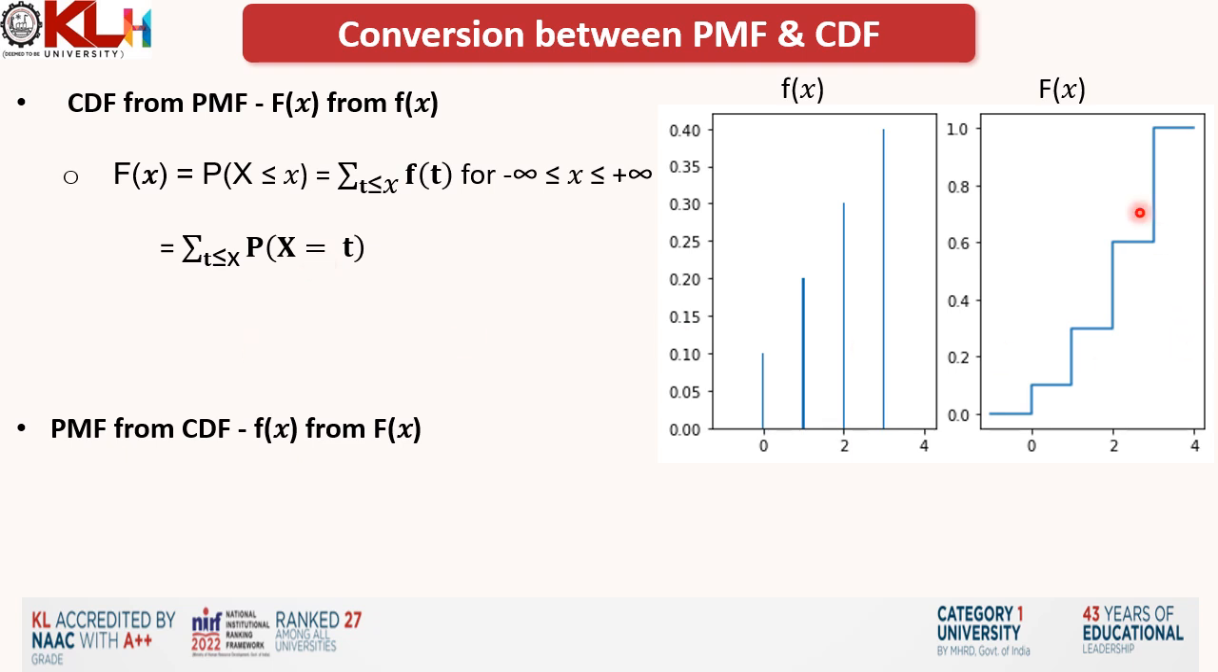Similarly, if we want to go from the CDF to the PMF, we have to subtract. So if we want to get the PMF at 3, we subtract CDF F of 3 minus F of 2, and so on. So mathematically you can write it as this function.